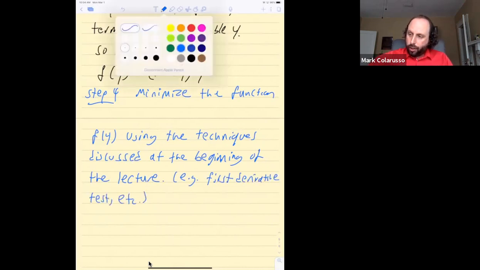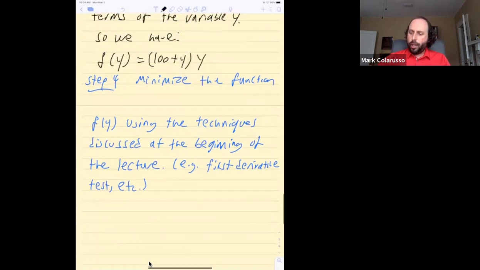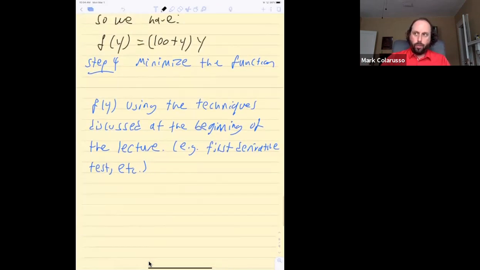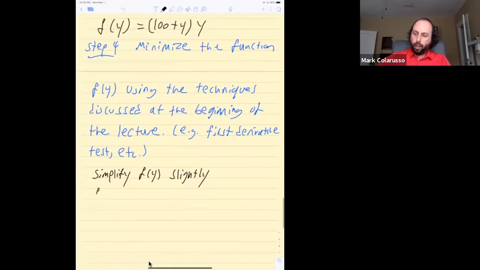Okay, so let's do that. And this is the final step. We want to compute the derivative of this expression f of y. I don't like using the product rule. So I'm going to expand it, simplify it a bit, and you'll see it's much easier. We can just use the power rule at that point. So I'm going to simplify f of y slightly. And if you do that, you get f of y equals y squared plus 100y.